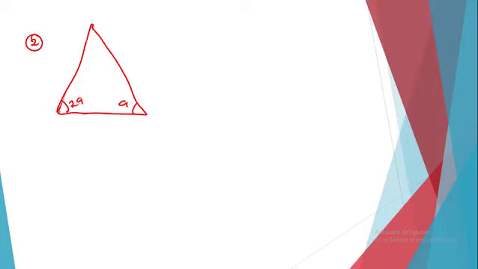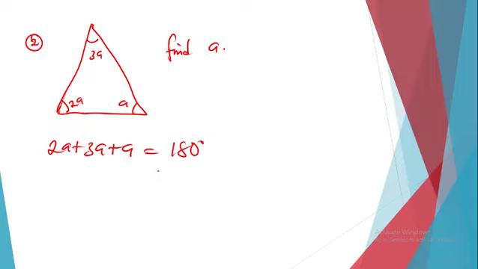Okay, assuming we are given another problem. Let's say we have a triangle. Here is 2A, here is A, and here is 3A, and we are asked to find A. Okay, the first thing we need to apply is that 2A plus 3A plus A is equal to how many? 180 degrees. Do we understand? So 2A plus 3A will give us 5A plus A. We have 6A to be equal to 180 degrees.